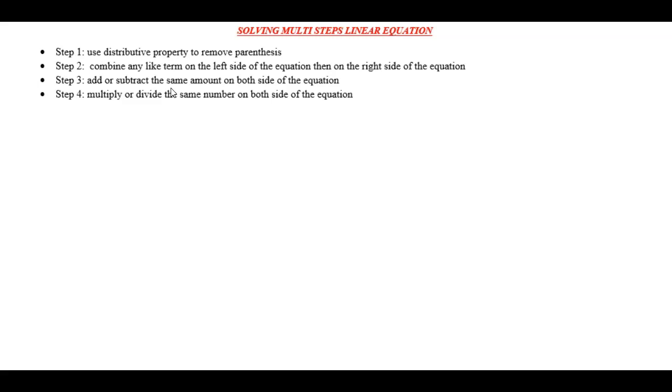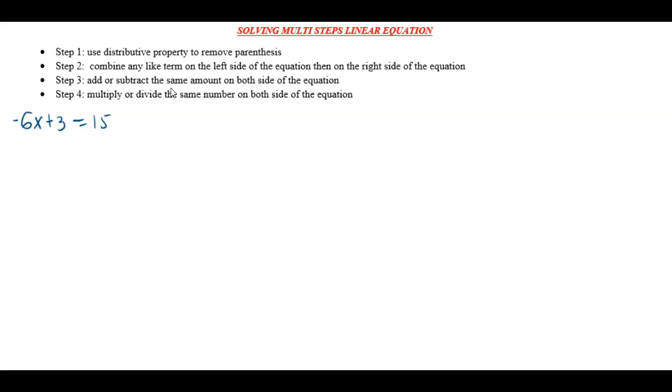If we have negative 6x plus 3 equal 15. First, we check to see if there are any parentheses, and we don't have any of that. So therefore, we can go ahead and proceed with the second step. Combine like terms.